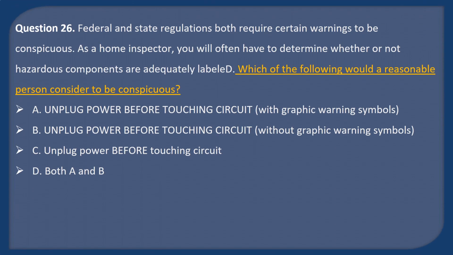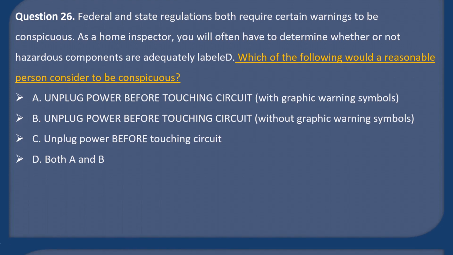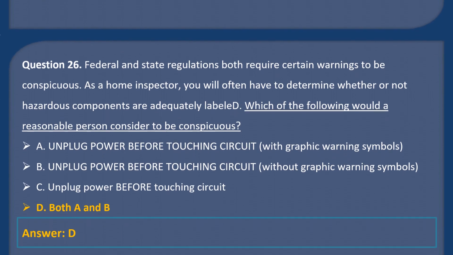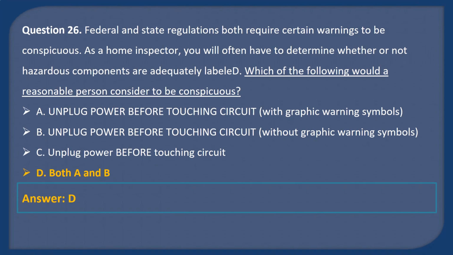Question 26. Federal and state regulations both require certain warnings to be conspicuous. As a home inspector, you will often have to determine whether or not hazardous components are adequately labeled. Which of the following would a reasonable person consider to be conspicuous? A. Unplug power before touching circuit with graphic warning symbols. B. Unplug power before touching circuit without graphic warning symbols. C. Unplug power before touching circuit. D. Both A and B. Answer D.